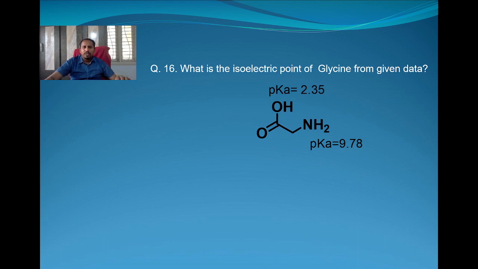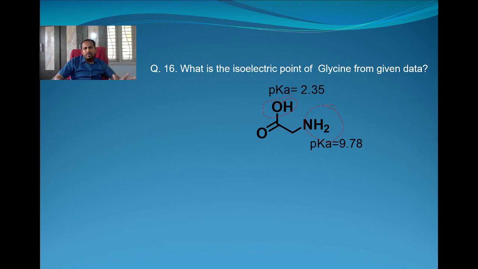How will we calculate the isoelectric point? Listen, so this is the amino acid glycine. To calculate it, you will be given the pKa value of this acidic COOH group and the pK value of the amine group. If two pK values will be given, so we have three types of questions generally asked regarding the isoelectric point.